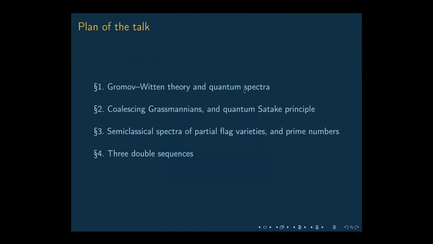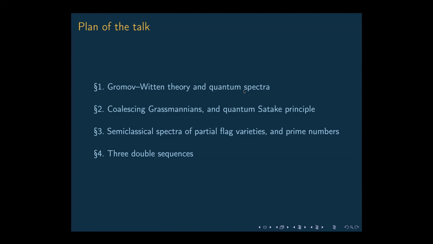So here you are, a very basic plan of the talk. In the first part of the talk, I will recall basic elements in Gromov-Witten theory, and I will introduce some objects called quantum spectra. After that, I will discuss a coalescence phenomenon in the case of Grassmannians, and I will also recall the so-called quantum Satake principle that I used to study this coalescence phenomenon.